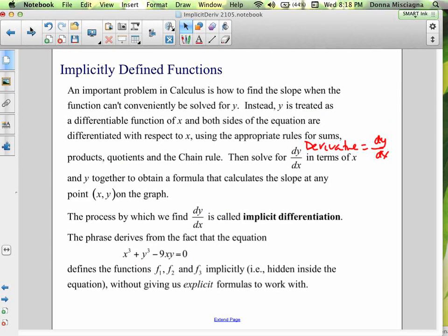There's just one little addition, and that is that we've got y stuck in our equation. And so whenever we see a y, we're going to have a chain rule, and we're going to take the derivative of y with respect to x. And the derivative of y with respect to x is dy dx. Then we just have to solve for dy dx, because dy dx is the derivative, and then we'll have a formula that calculates the slope at any point (x, y) on the graph. The process by which we find dy dx is called implicit differentiation.